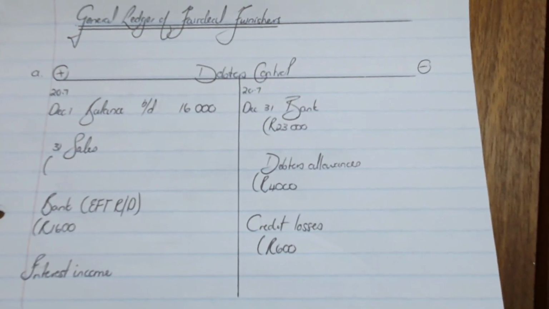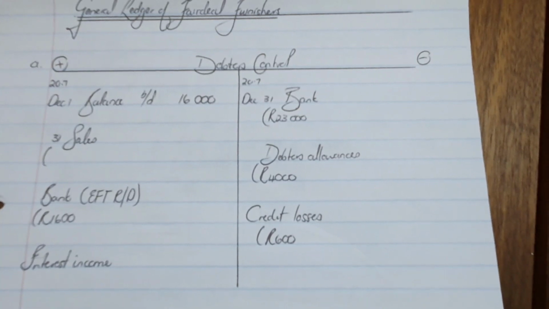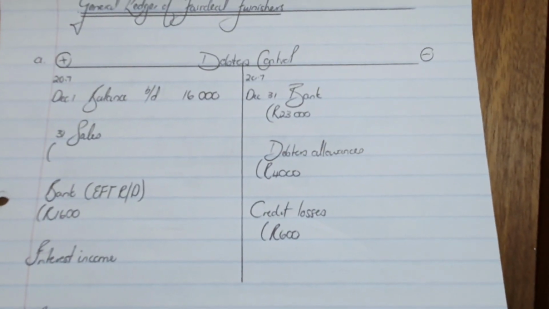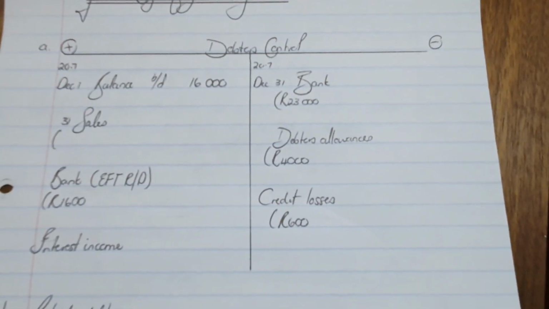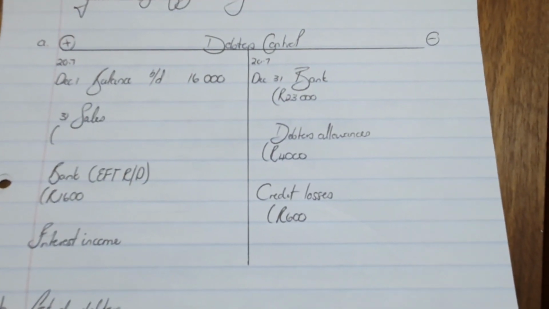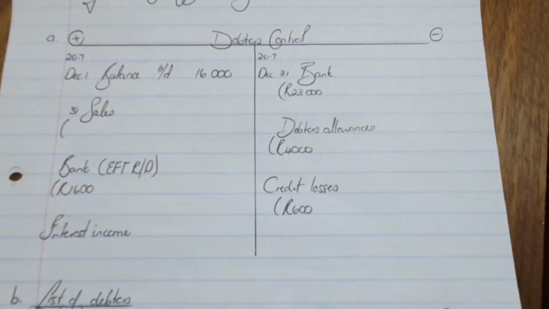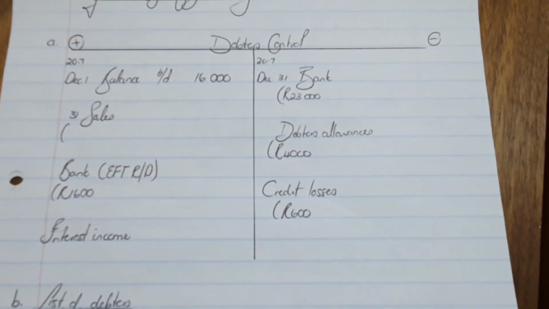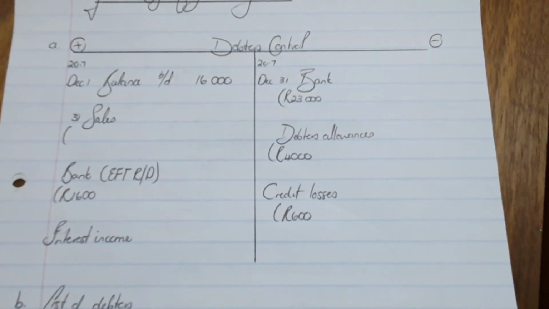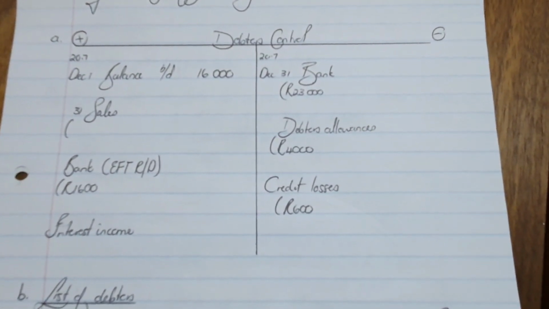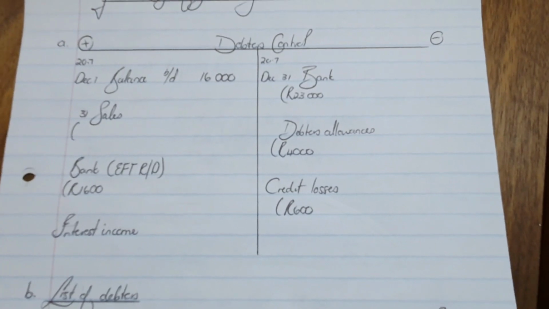When we reconstruct our debtors control account, we will start off with last month's opening balance, the beginning of this month. Therefore, on the debit side, we will have our sales, we will have our bank, the EFT reversed, we will have our interest income. On the credit side, we will have the bank, payments received, debtors allowances, as well as credit losses written off.